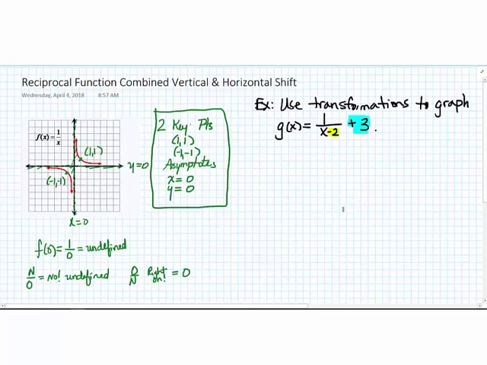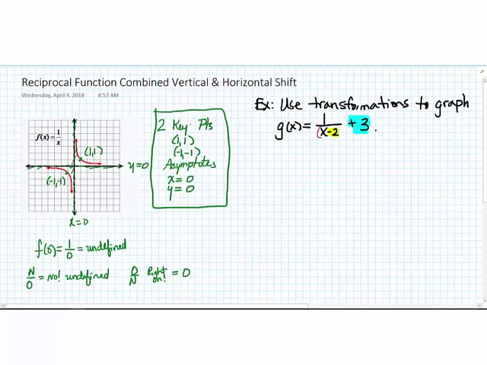So then we have to think about how does each one affect the graph. And what I encourage you to think about is what's on the inside of the function and what's on the outside of the function. So what do you think I mean in this case by inside of the function?